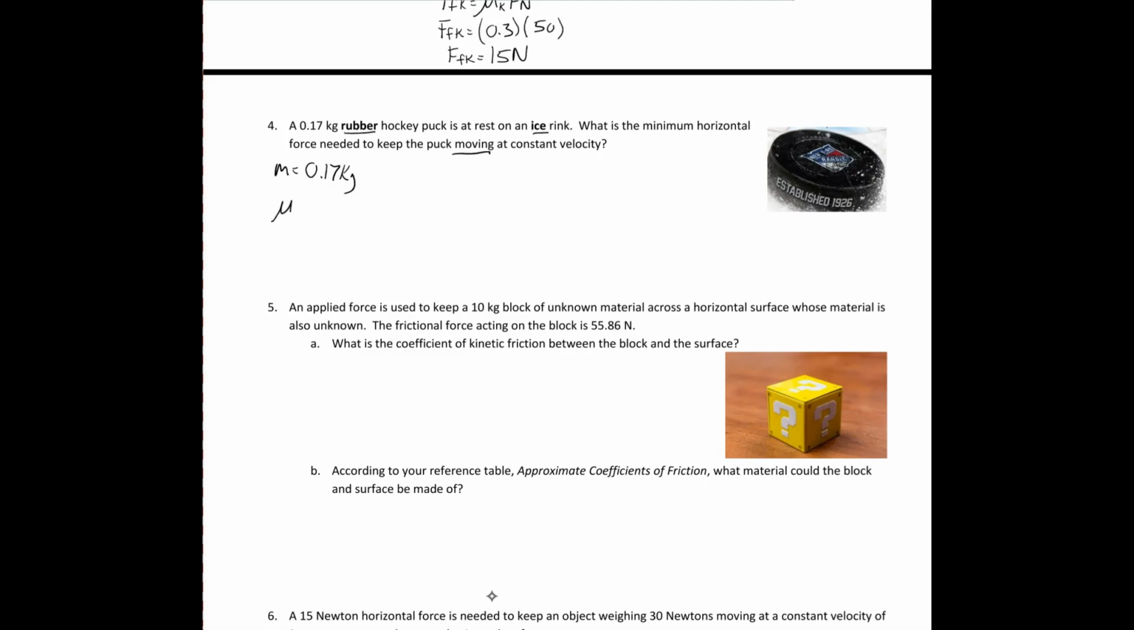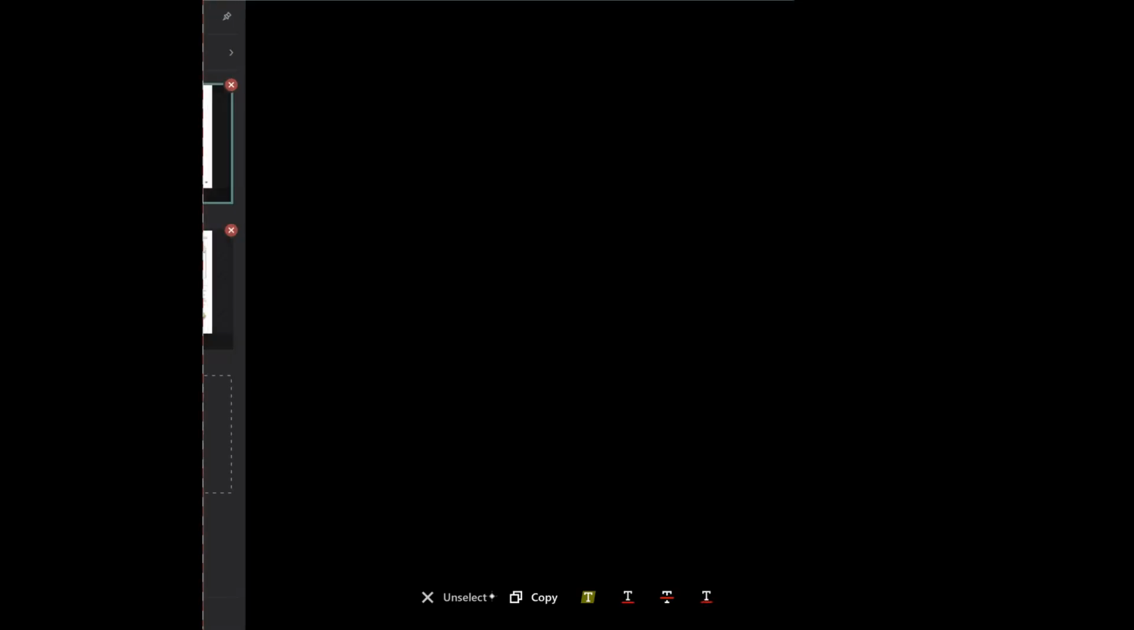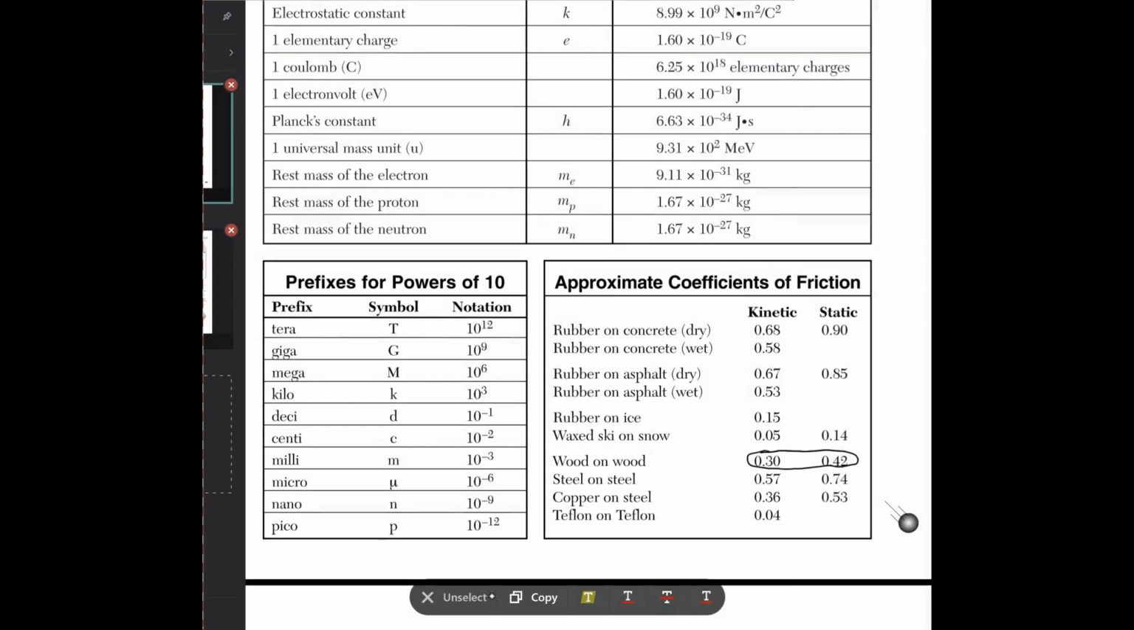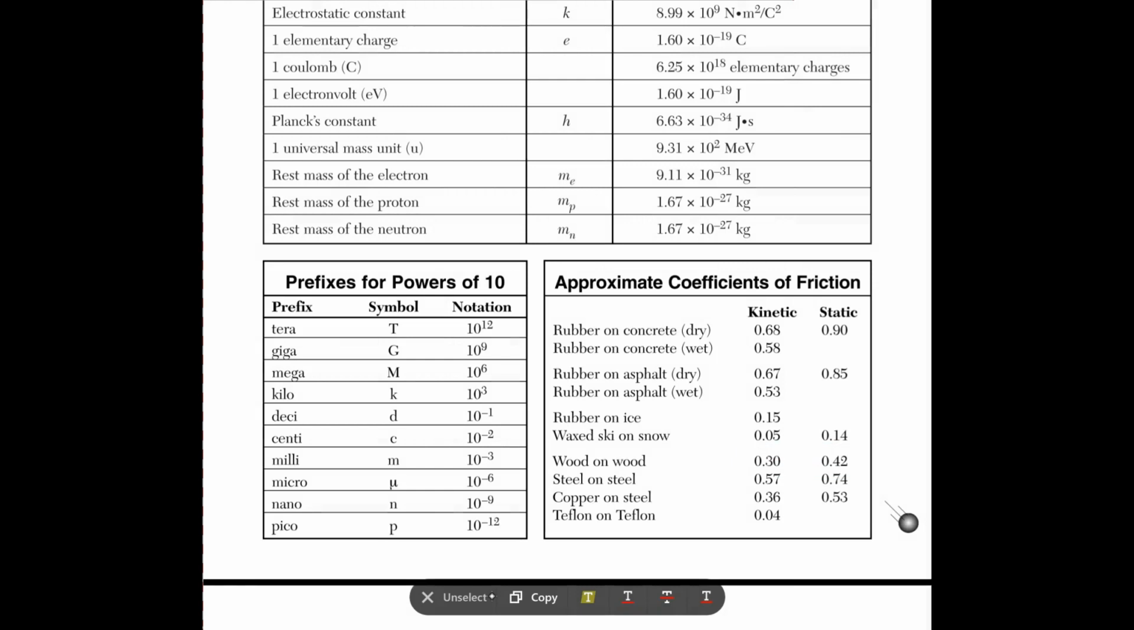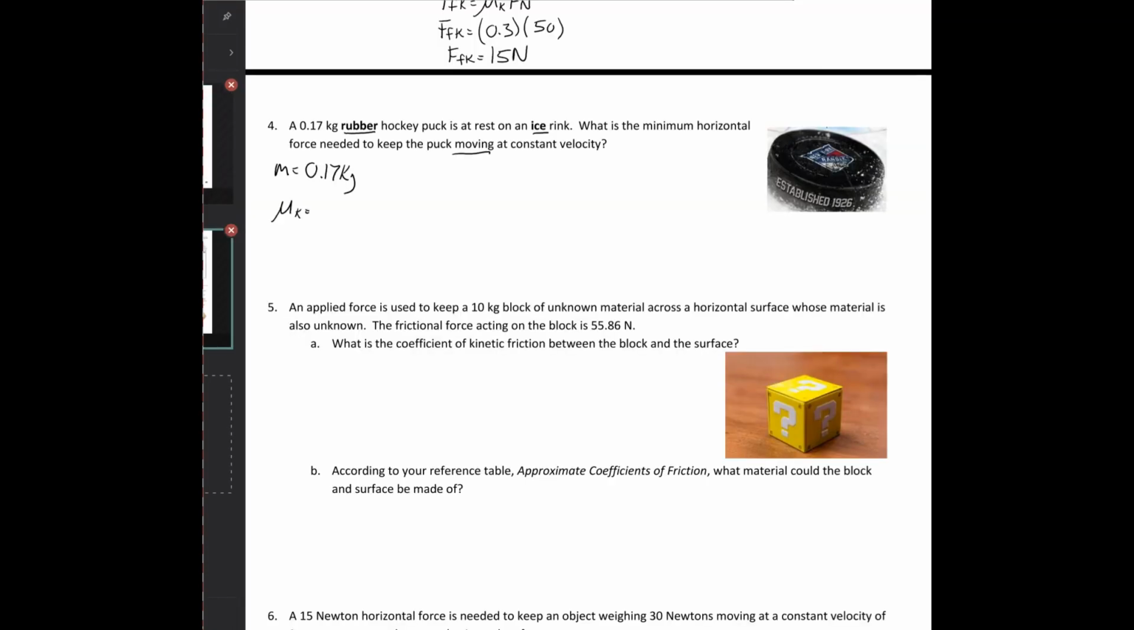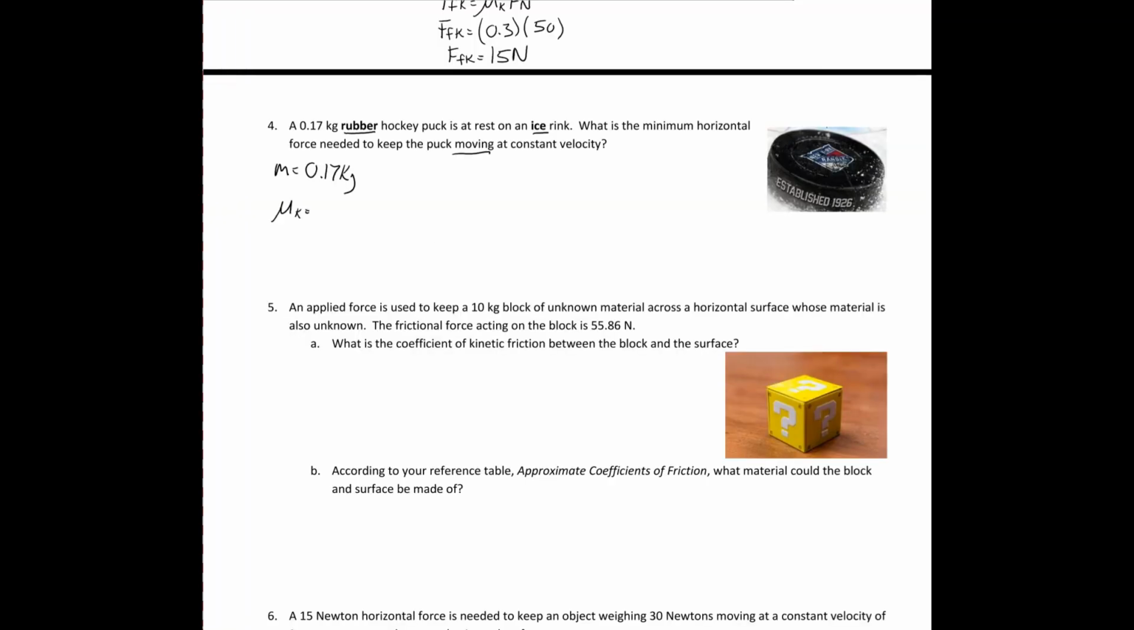So the coefficient of kinetic friction, let's see, rubber on ice. Rubber on ice, that's going to be right here, 0.15. Pretty low coefficient, relatively speaking, because it's on ice, 0.15. There's not a whole lot of friction happening there compared to like dry concrete and rubber.